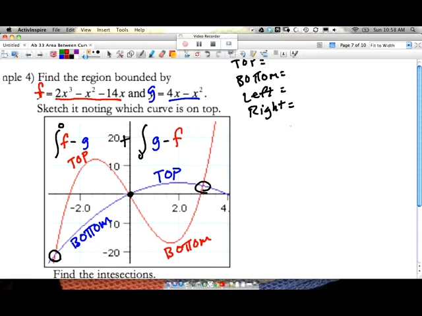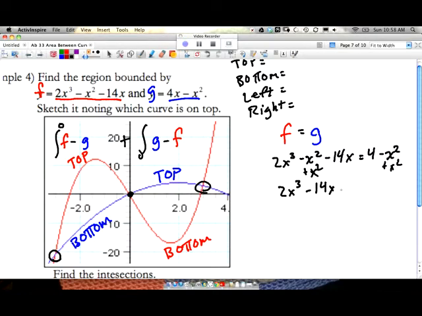That means I got f equals g. I got to figure out when f equals g, when our two curves equal each other. Well, f is 2x cubed minus x squared minus 14x. And the other one is 4x minus x squared. Well, some easy algebra. We can get rid of the x squareds right away by just adding x squared to both sides. And then we have 2x cubed minus 14x equals 4. Oh wait, that's 4x. That's even easier. You will see why here in just a second.